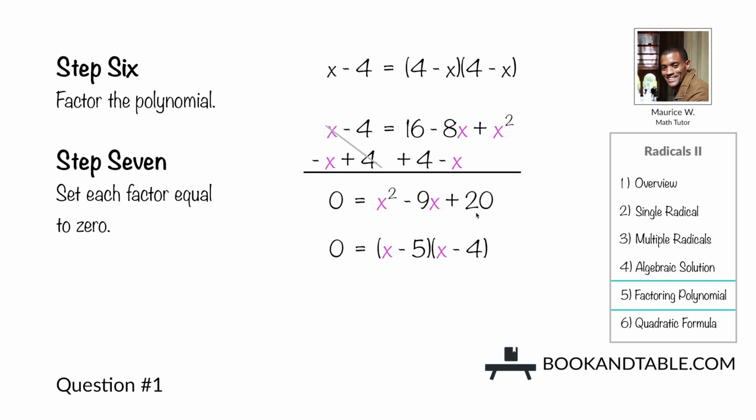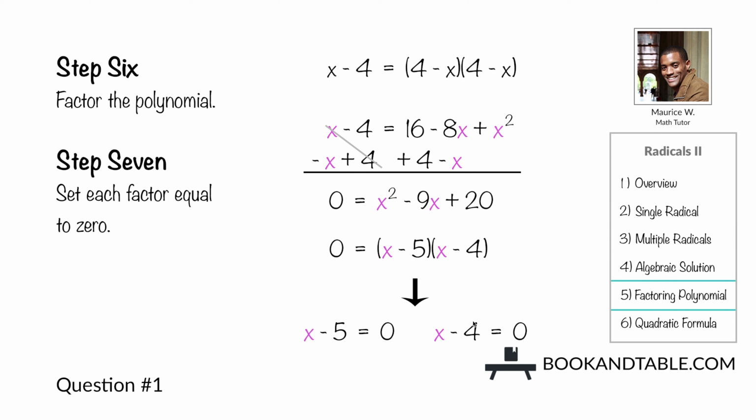So step 6, when we factor the polynomial, we get x minus 5 times x minus 4. Negative 5 times negative 4 is positive 20. Negative 5 minus 4 is negative 9. So this can be factored to 0 is equal to x minus 5 times x minus 4. And we set each factor equal to 0. So x minus 5 is equal to 0, and x minus 4 is equal to 0.